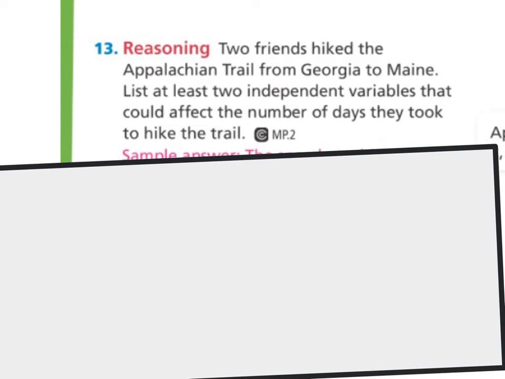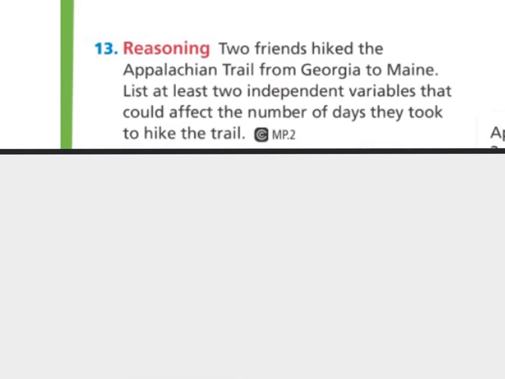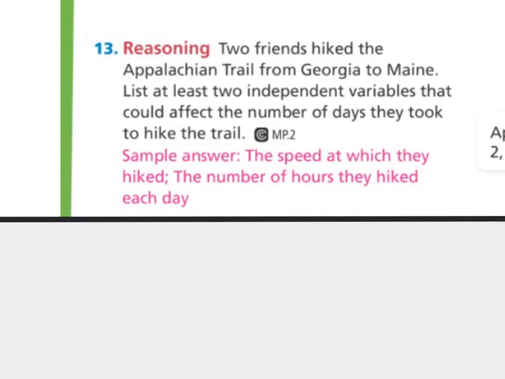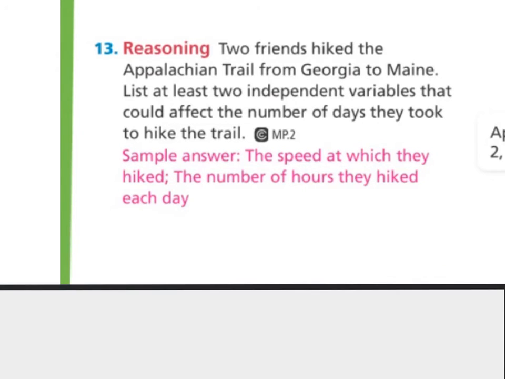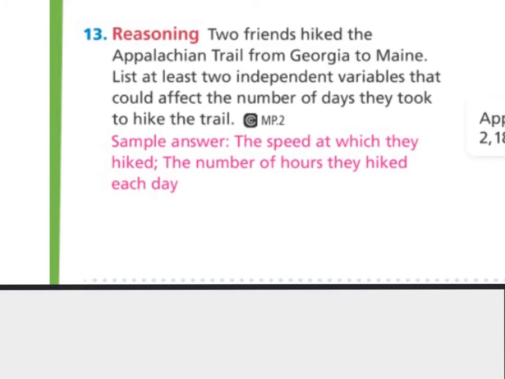So number 13, 2 friends hiked the Appalachian Trail from Georgia to Maine. List at least 2 independent variables that could affect the number of days they took to hike the trail. Some different things are going to affect this. The speed that they hike is going to affect how long it takes them. How many hours they hike each day. Are we hiking all day? Are we just hiking for an hour or 2 a day? What are we doing?